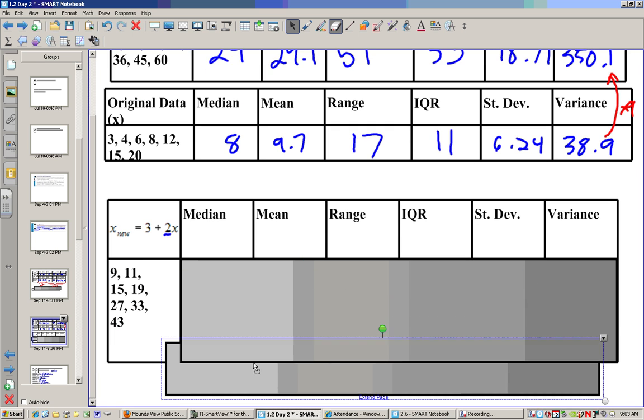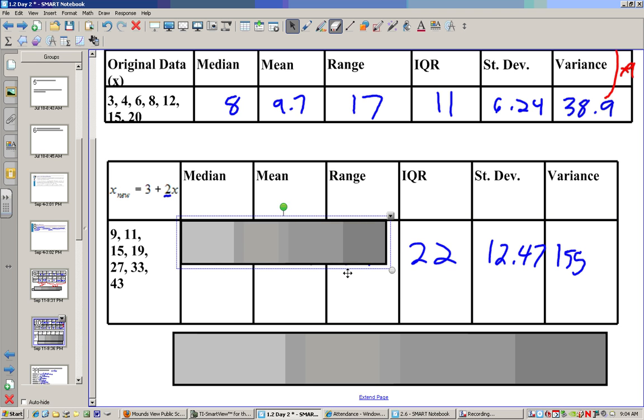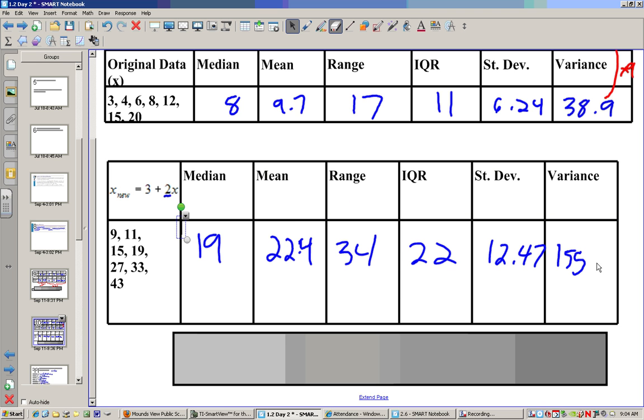Now do the same if we do this linear transformation. We take 3 plus 2x times all of the original values, and we get these. Now find all of these values for that. Here are our answers. Now to find 19, you just take 2 times 8, add 3. Same with the mean. Now for the range, it's just double, because the range is not affected by that 3.